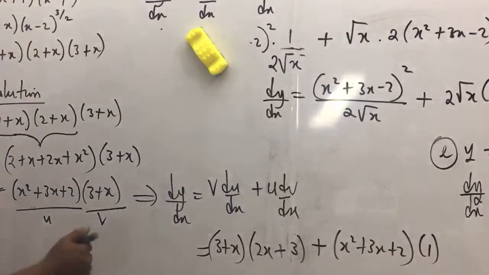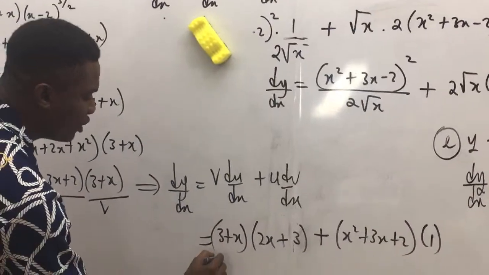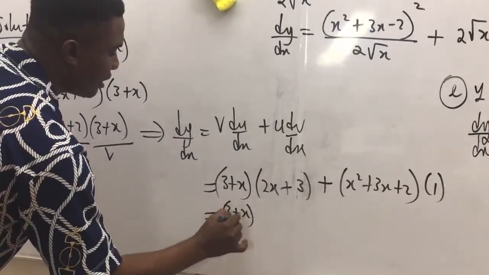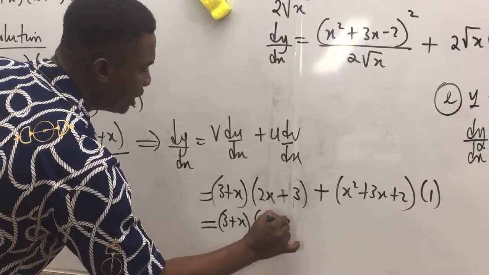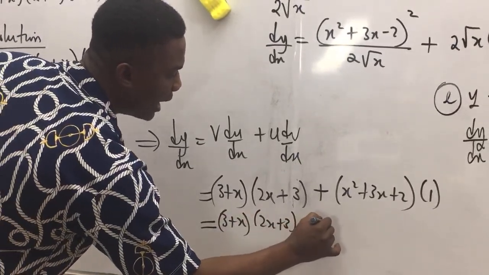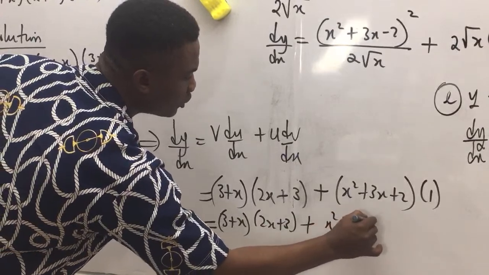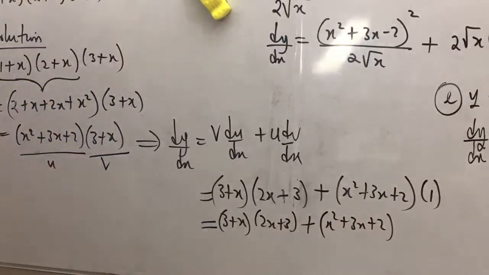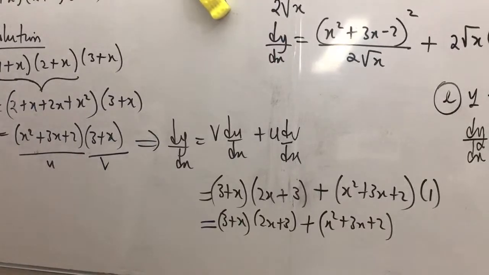Now, let's simplify our result. Having done that, our result becomes (3 plus x)(2x plus 3) plus (x squared plus 3x plus 2). So, that answers all the questions on 22.